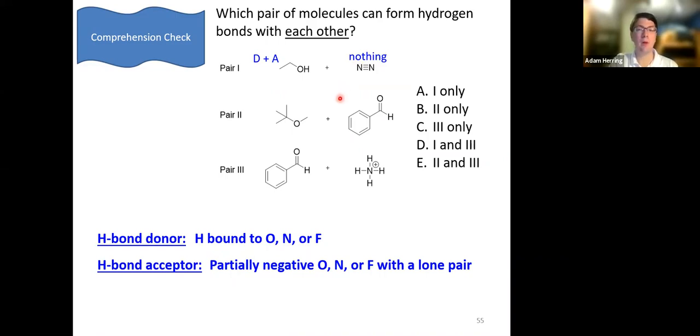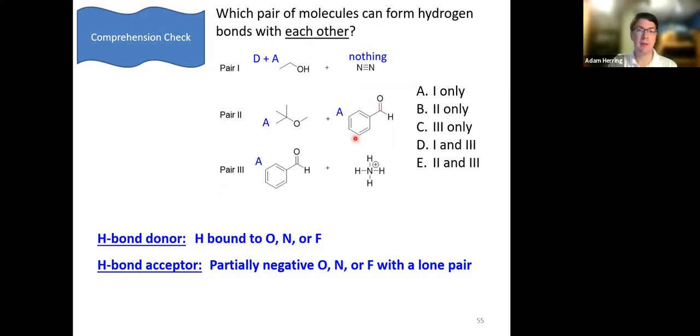Okay, pair number 2. This is an acceptor. The oxygen in this molecule has lone pairs of electrons on it and can accept a hydrogen bond. However, on the right, while we do have an acceptor, we have no donor. This hydrogen here is covalently bound to carbon and not oxygen.